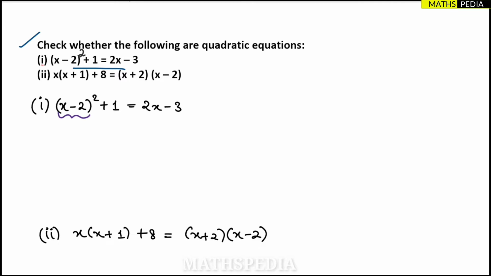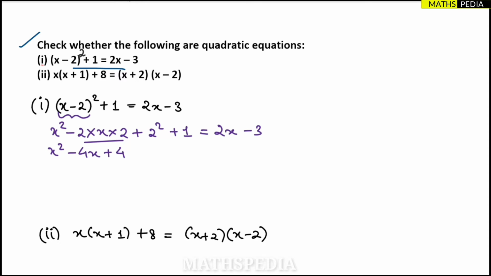So starting with this, x minus 2 the whole square. So what is that? a minus b the whole square is a square minus 2ab, so 2 into a into b, plus b square. Plus 1 is there, and RHS will remain as it is, 2x minus 3. Okay, so this will be x square minus 4x plus 4 plus 1 equal to 2x minus 3.